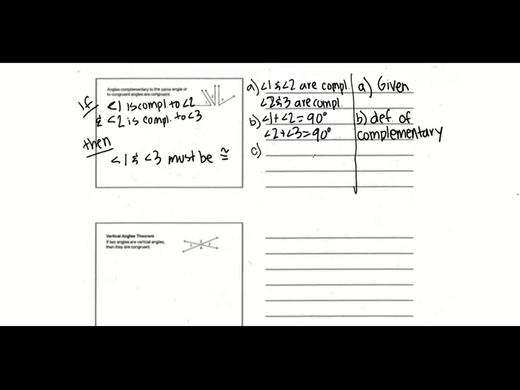Now, if I know angle 1 plus angle 2 is 90 and angle 2 plus angle 3 is 90, I could say angle 1 plus angle 2 equals angle 2 plus angle 3 using substitution. Since I know angle 2 plus angle 3 equals 90, I'm just going to take this 90 right here and replace it with angle 2 plus angle 3.